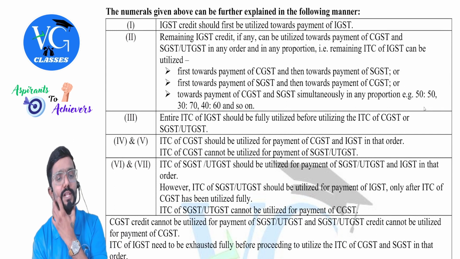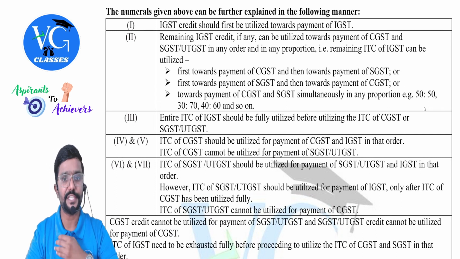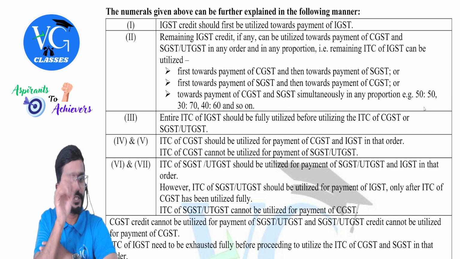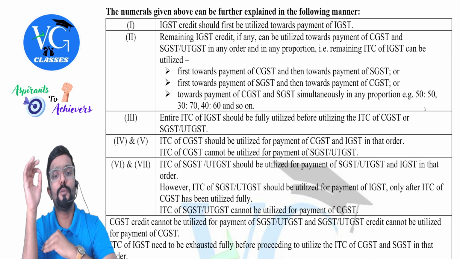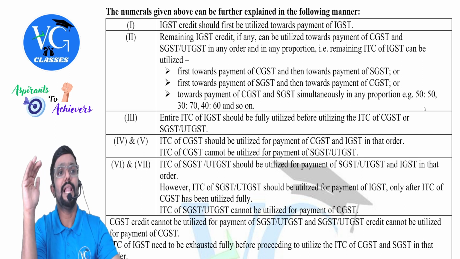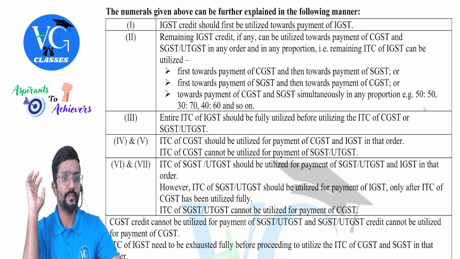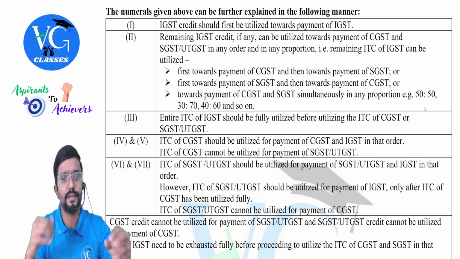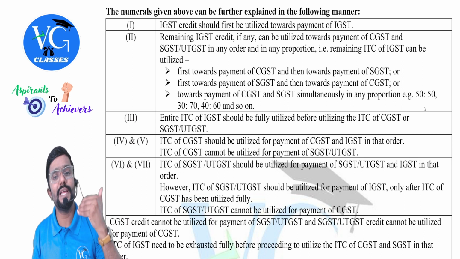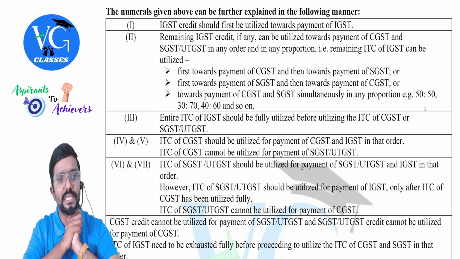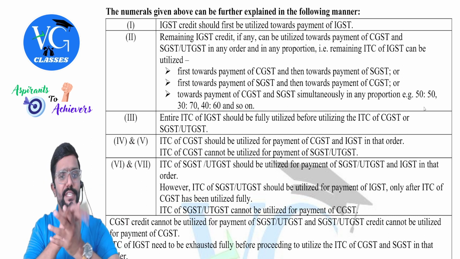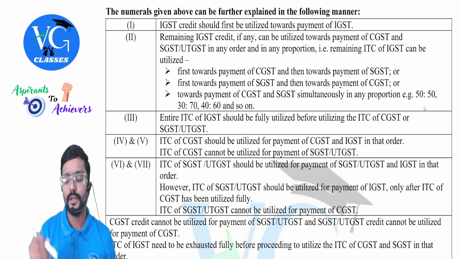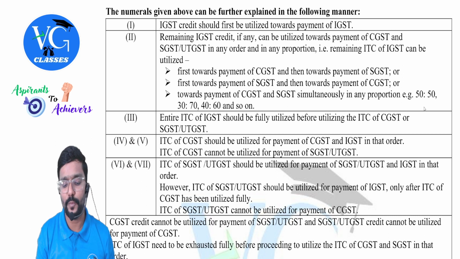The numerals given above can be further explained in the following manner. Guys, observe the numbers. First one: IGST credit should be first utilized towards the payment of what? IGST liability. Second one: remaining IGST credit, if any, can be utilized towards payment of CGST and SGST or UTGST in any order, in any proportion. Underline that.